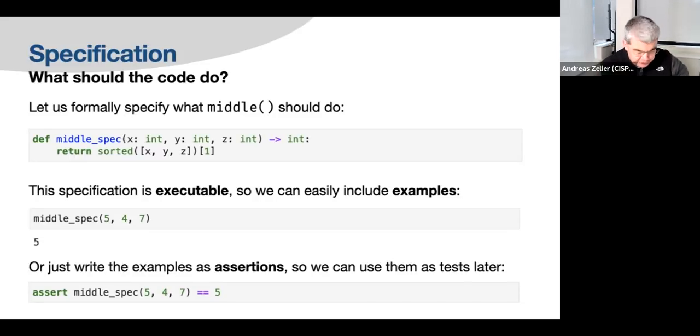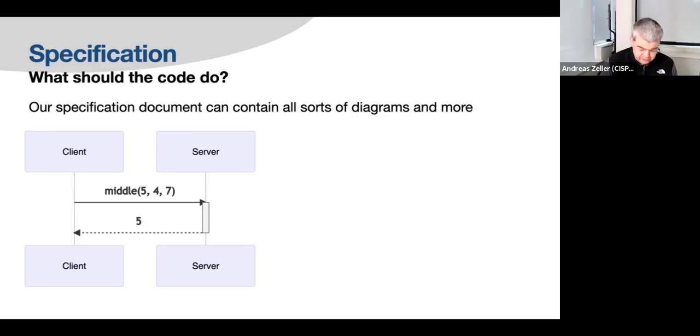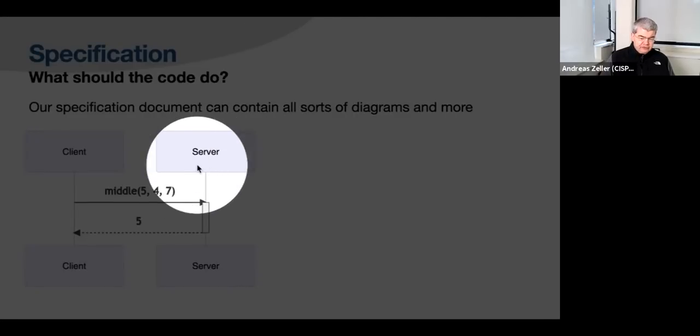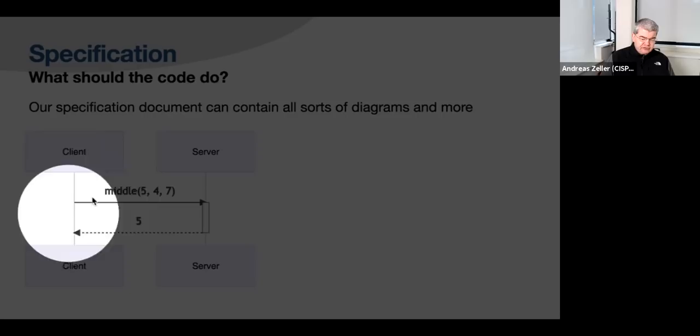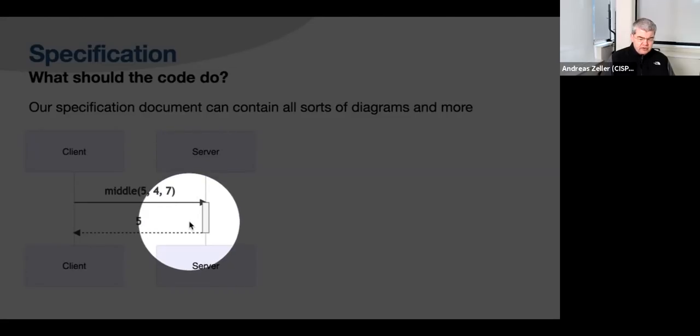Okay, now I have a specification. If this were ML, I would just stop here and be happy with it. But let's assume I really need a separate specification in here. Note that our specification can include lots and lots of rich documents. For instance, if I wanted to implement middle as a web service, the middle web service, maybe that's a bit over the top, but I also understand that there are some JavaScript packages even for the tiniest of functions. So I can even say, okay, I want middle to be defined as a server, and the server then has a client, and the client sends a request middle of 5, 4, 7 over to the server. The server does a bit of work and then returns the middle function.